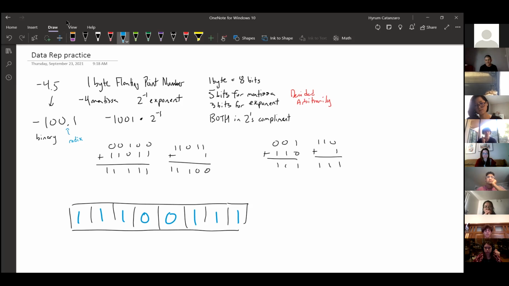Does that make sense? That is -4.5 in floating point notation, where both the mantissa and exponent are stored in 2's complement notation. We actually covered a lot of ground, right? We covered floating point, we covered 2's complement, we covered hexadecimal, and a lot of things. So I don't know if you guys are all clear on everything. It'll take a little bit of time. That's fine. You still have until Sunday, right, to keep fighting with data representation issues.